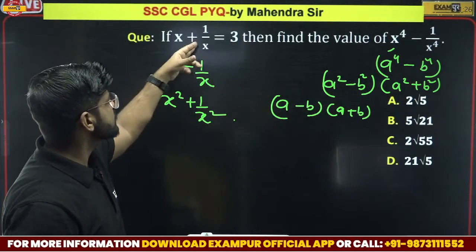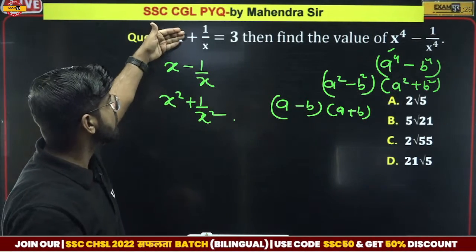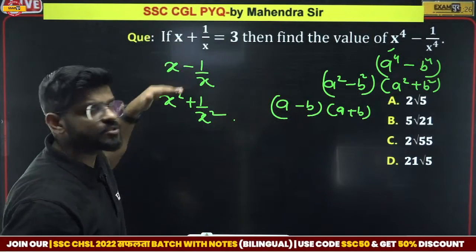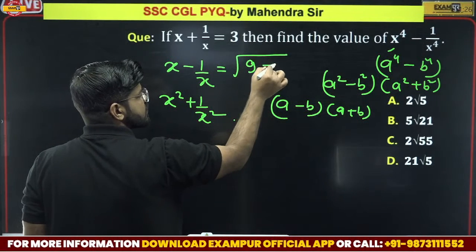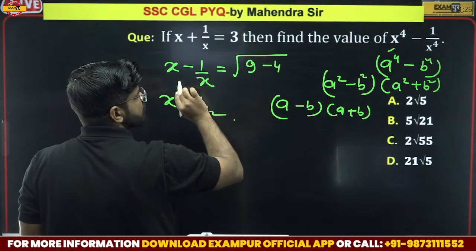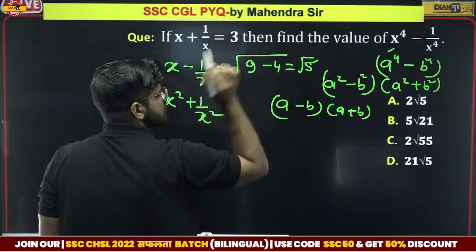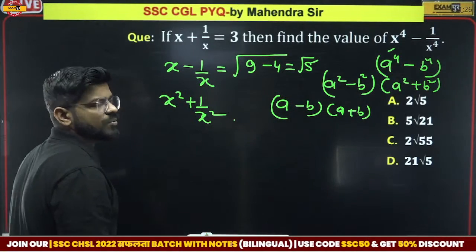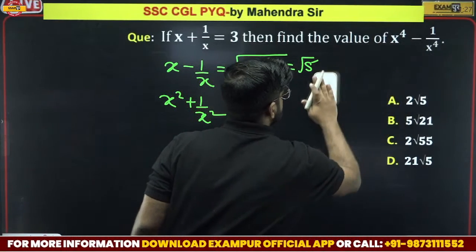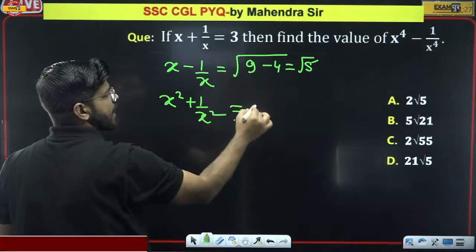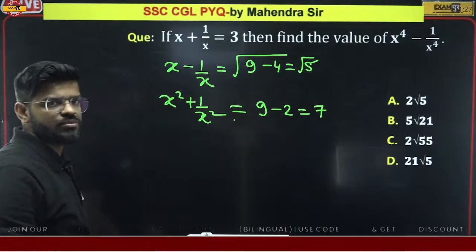So we already have x plus 1 upon x. I just told you how to calculate a minus b if we have a plus b. You have to square it and just minus 4. If it is minus, just minus 4, it will give you under root 5. So x minus 1 upon x is root 5. And what will this give you? Square of this minus 2. So 9 minus 2 gives you 7.